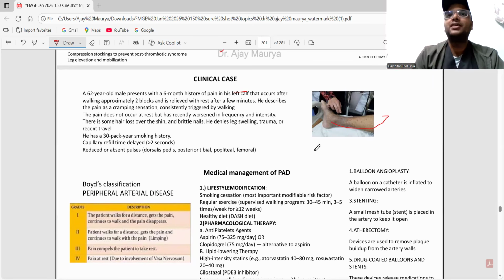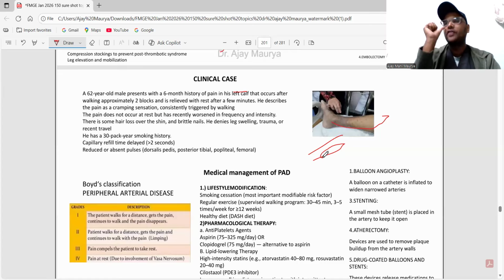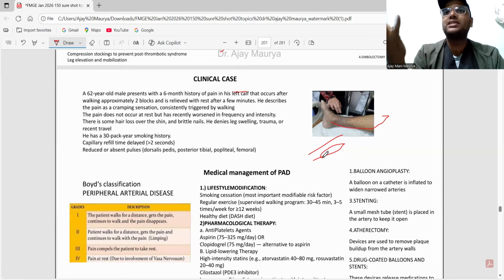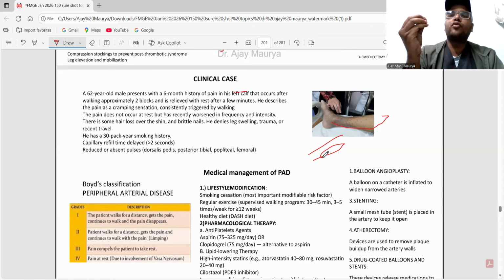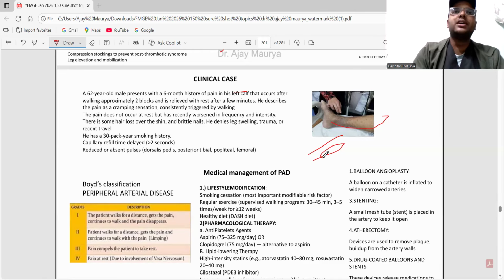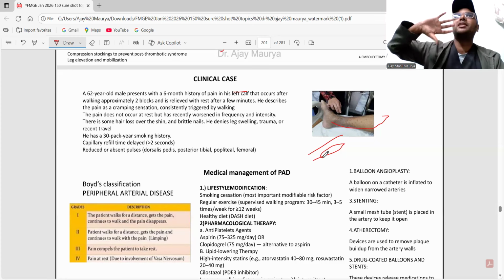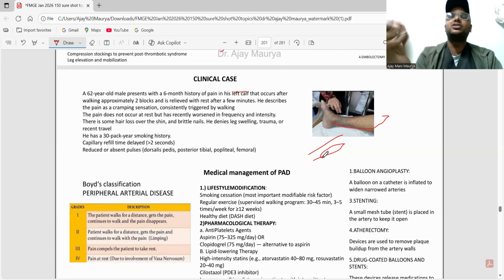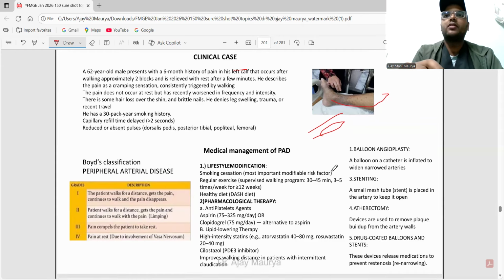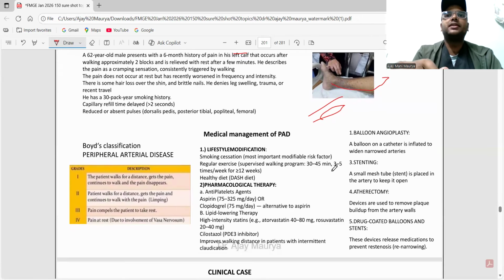Meaning what happened? This is due to a strong smoking history. There is a narrowing of the artery, more formation of cholesterol plaques, and clot formation. So that's what we have to conclude. That's why there is reduced perfusion to the periphery, and it becomes an ischemic condition. This is peripheral artery disease.